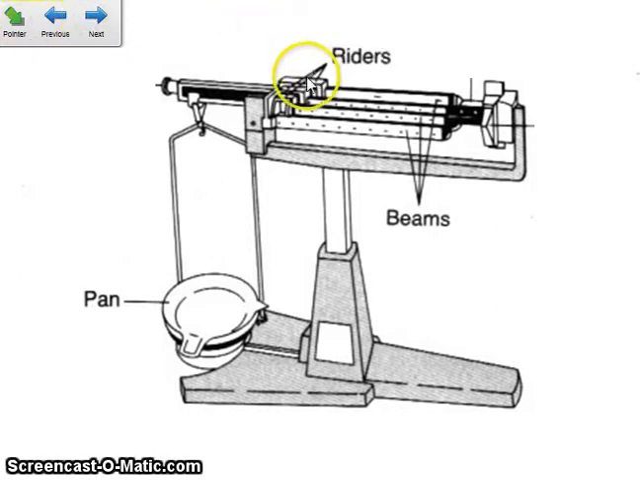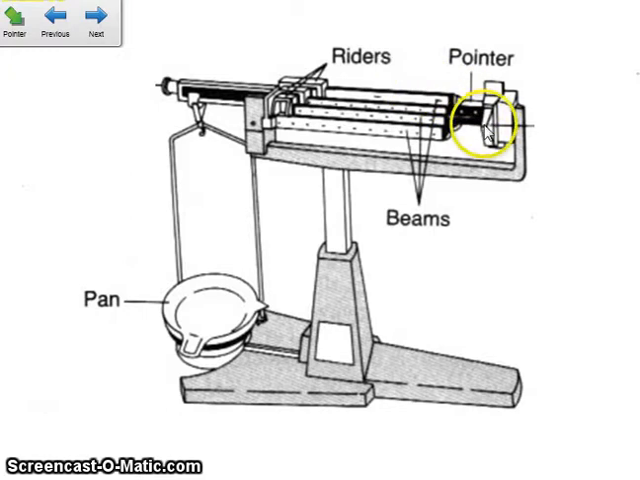The riders are the different sized weights that sit right on those beams, and the further you slide them out, the more effect they'll have on this balance, so the more mass that they will be balancing with. And you have to make sure there are little notches on the top of these beams. You've got to make sure that you notch those in so that you're getting an accurate reading.